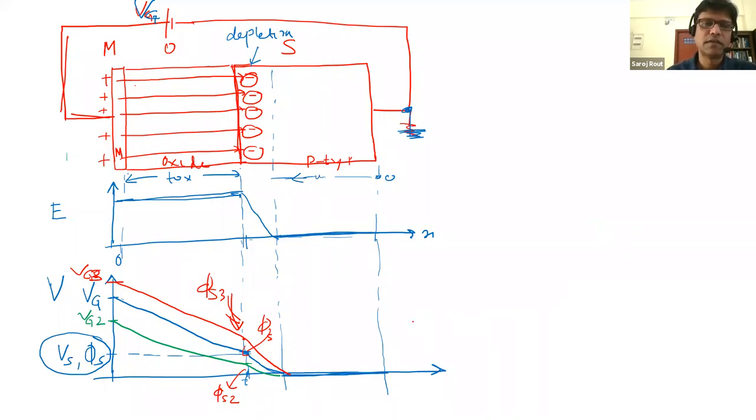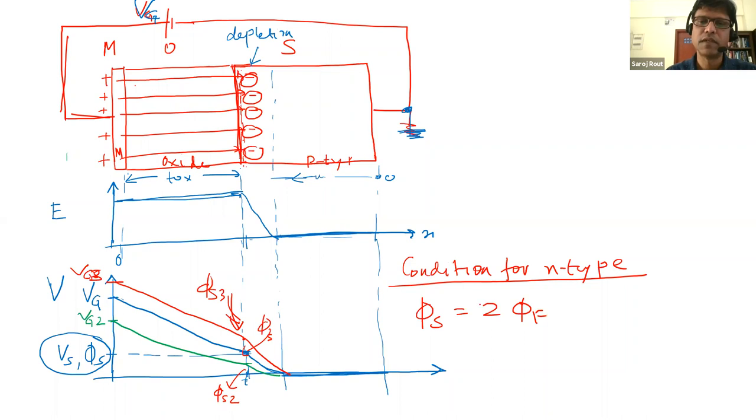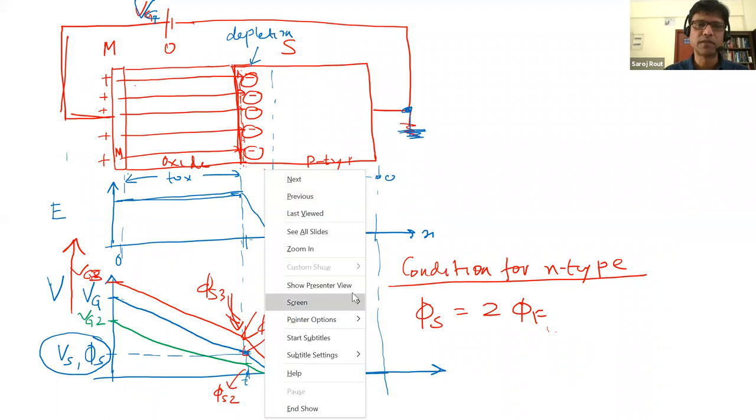So the condition for inverting this: I want N-type carriers here. The condition for N-type is that this surface potential phi s should be equal to 2 times the junction potential. Why 2 phi F? I'll explain it through the band diagram a little later, but just assume that's the case. So I keep increasing this gate voltage till this voltage here, phi s, becomes equal to 2 phi f, which is basically the Fermi potential for this P-type. So I should call it 2 phi fp.